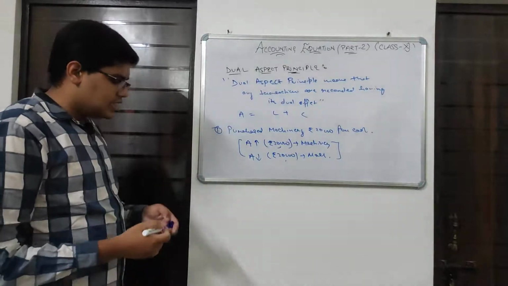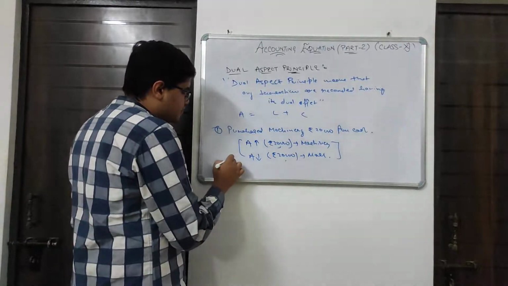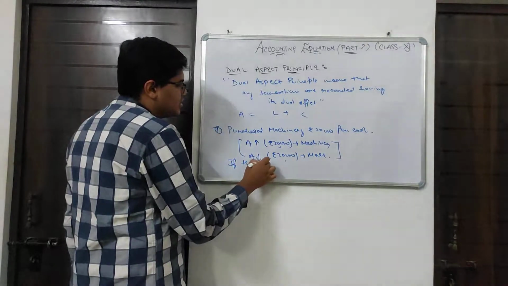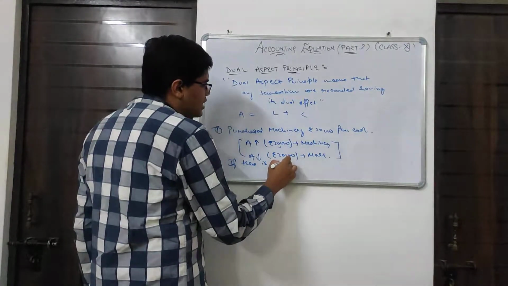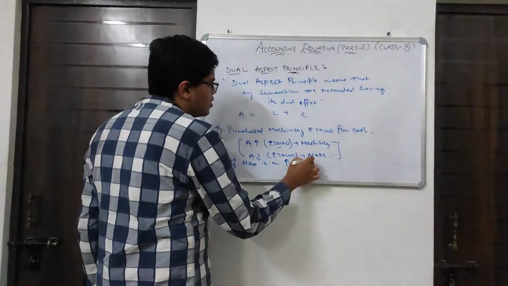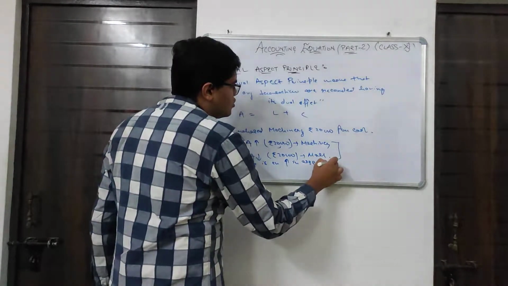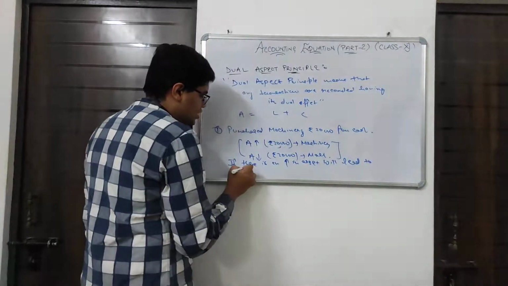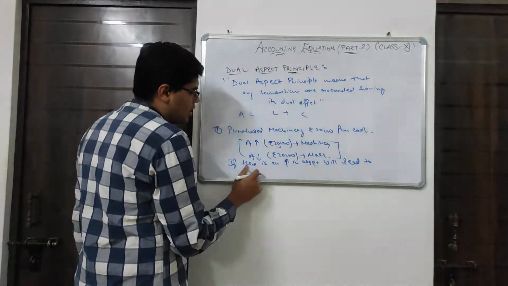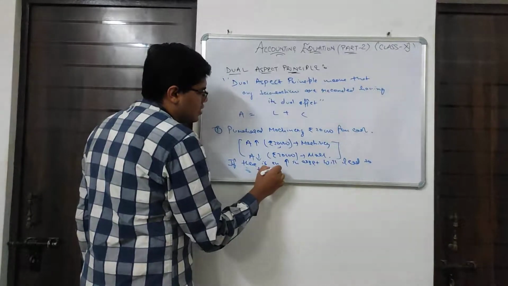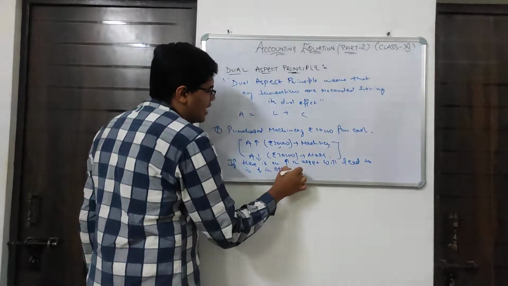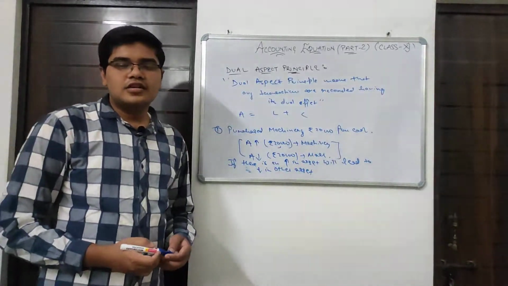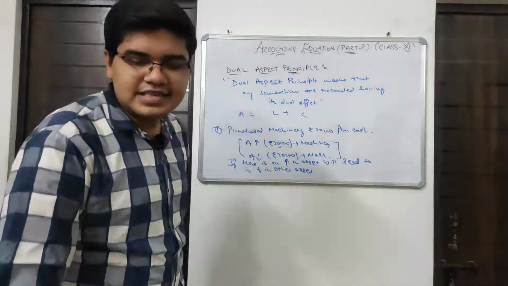So we can say that an increase in an asset will lead to a decrease in another asset. So this was the first example. Hope it is clear to you. Moving on to the next example.